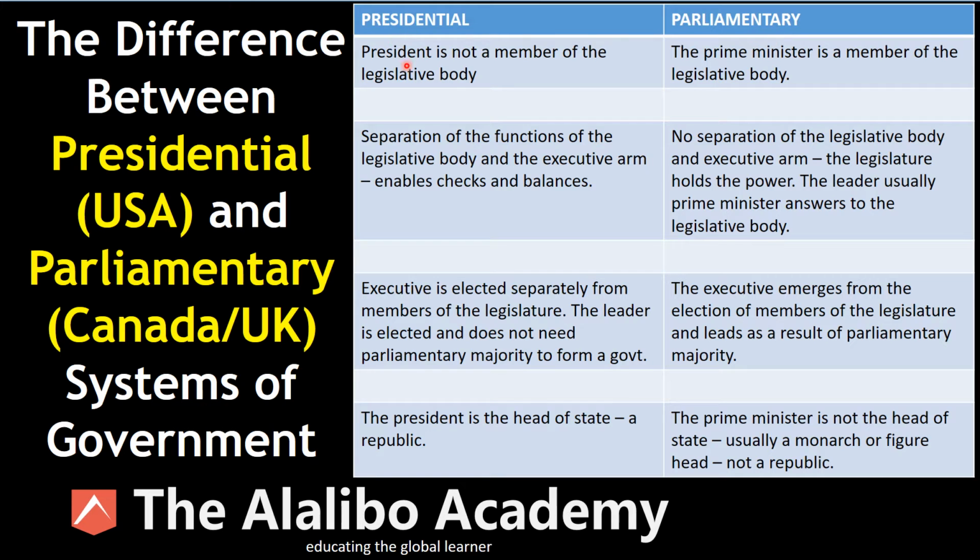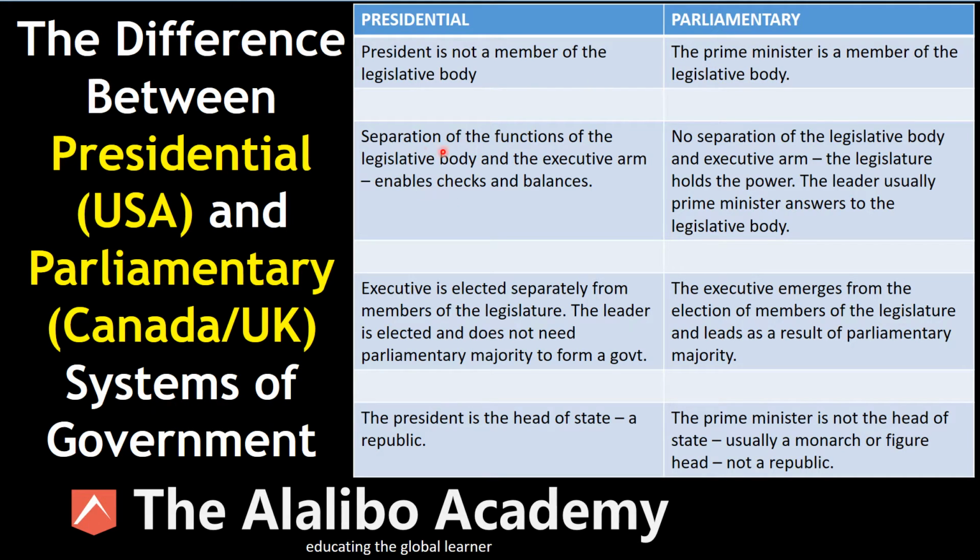All right, so the first difference then, please, let's take note of this difference, is that the president under the presidential system of government is not part of the legislative body. On the other hand, in the parliamentary system of government, the prime minister, and that's usually the title, the prime minister is part of the legislative body.